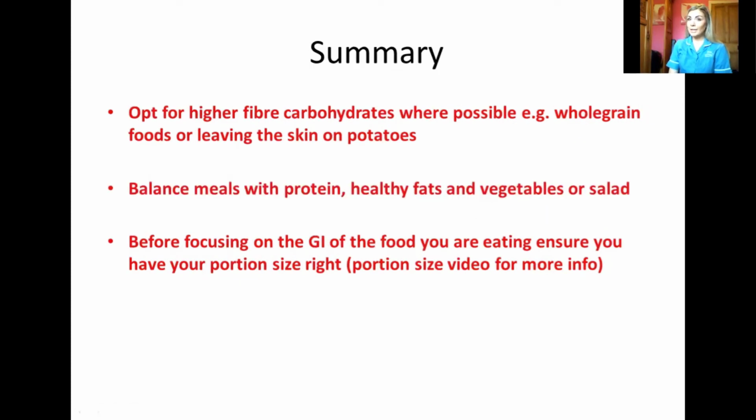So in summary, to help lower the GI of your diet, which can help control blood glucose levels, you should opt for higher fibre carbohydrates where possible, looking out for words like whole grain, and consider where the fibre is in the carbohydrate that you're eating, for example, leaving the skin on the potatoes. You should aim to balance your meals with protein, healthy fats, and vegetables or salads. And it's important to remember that before focusing on the GI, you need to make sure that you're eating the right portion of carbohydrates. For more information on this, go to our portion size video.